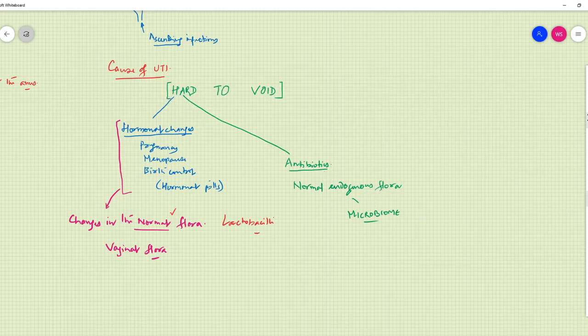Okay, so the antibiotics that are implicated are usually broad spectrum antibiotics, which have got a heightened problem.